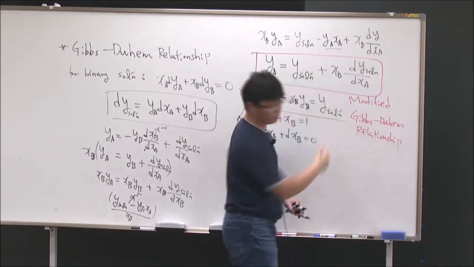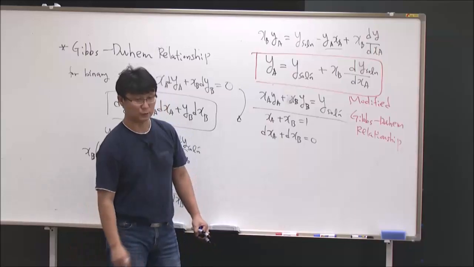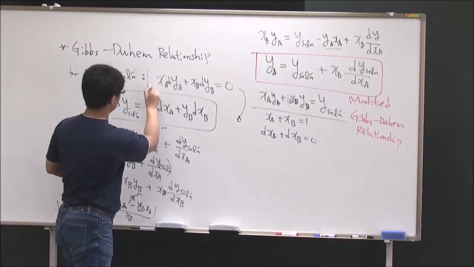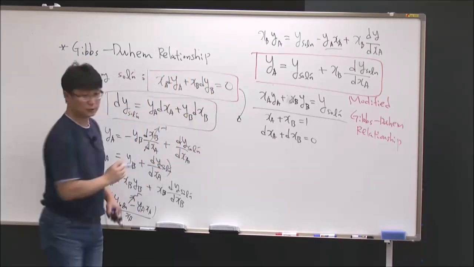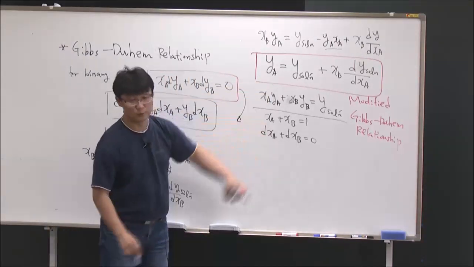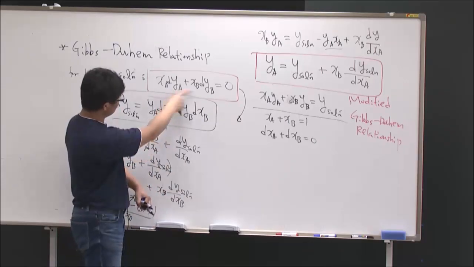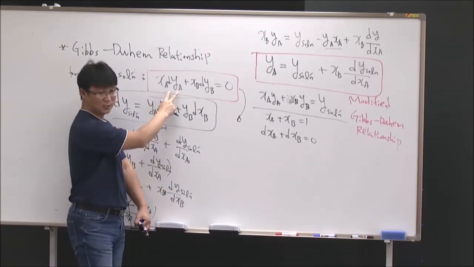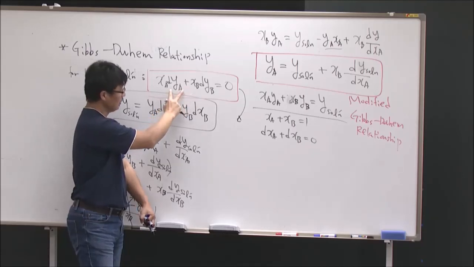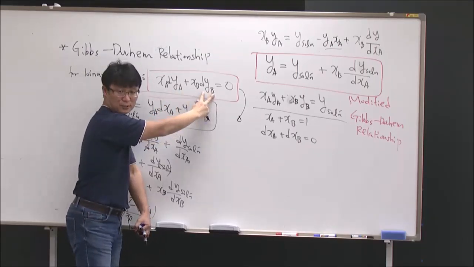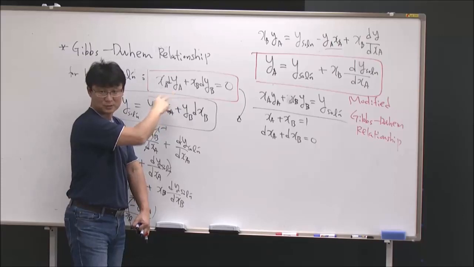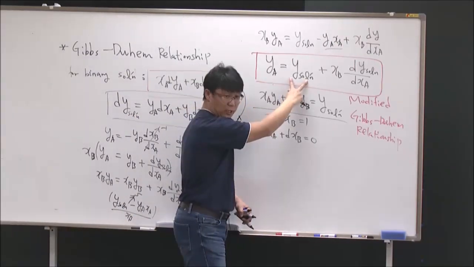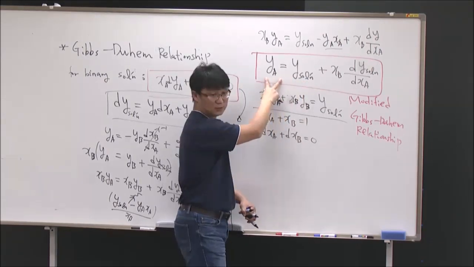Some people say that this is simply the Gibbs-Duhem relationship too. It's basically the same. This is the Gibbs-Duhem relationship, and this is another form of the Gibbs-Duhem relationship. When you look at the first one, it's a little bit difficult to get my partial. Basically, if I know one partial, I can get another partial. That's what it means. But with this one, if I know the total, I can get the partial.